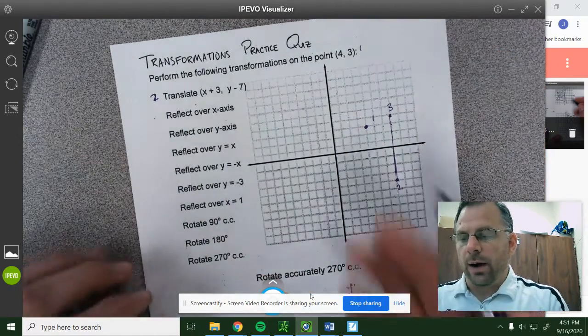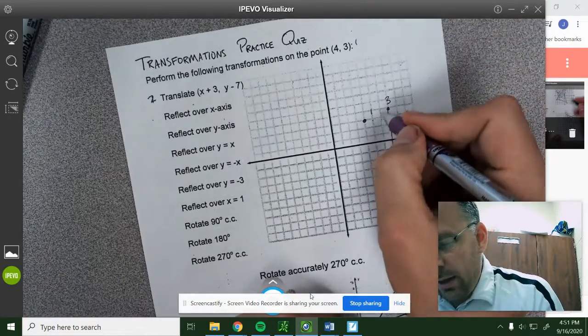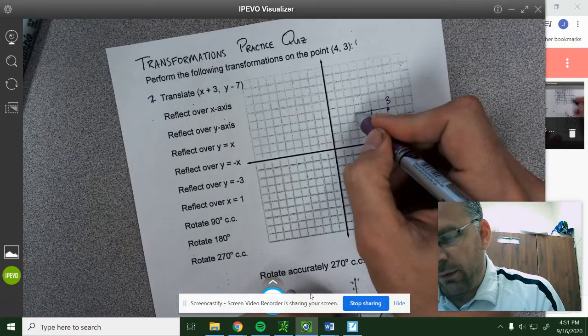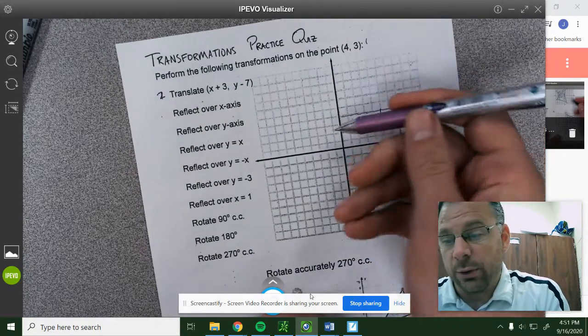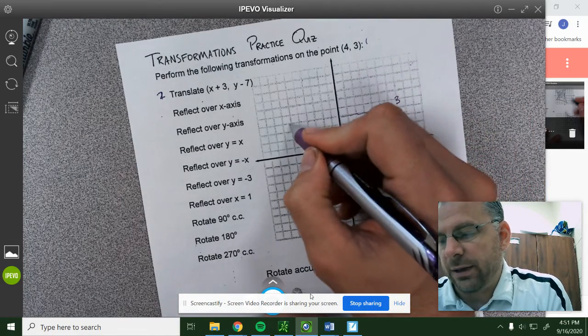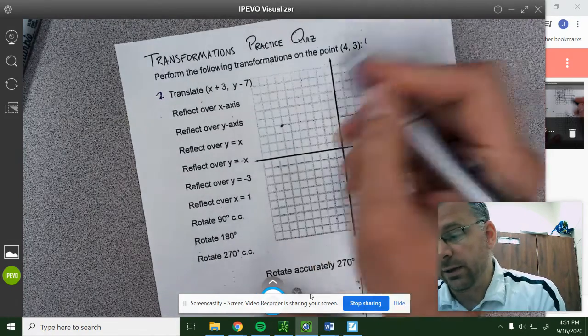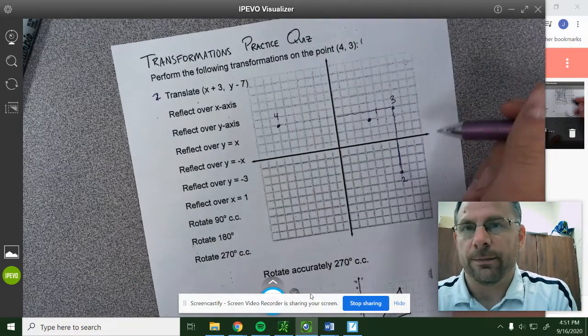To reflect over the y-axis, we're going to take it and flip it here, this way. So again, it's 1, 2, 3, 4, 5, 6, 7 steps away on this side. So if I flip it, it's going to end up being 1, 2, 3, 4, 5, 6, 7 steps away on this side. And that is point number 4 after the y-axis reflection.